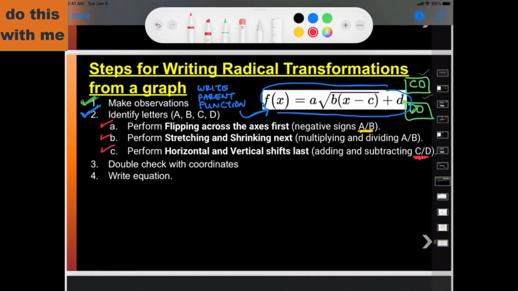Now if you need to, you can always go back and check your coordinates. And basically your observations and your graphs can also match each other. And so this is how you perform transformations, either looking at how you're given two equations, or if you're given a description and the parent graph, and you had to write an equation.